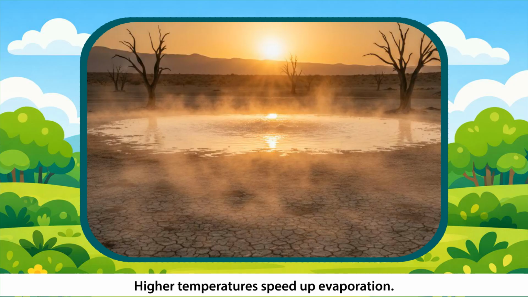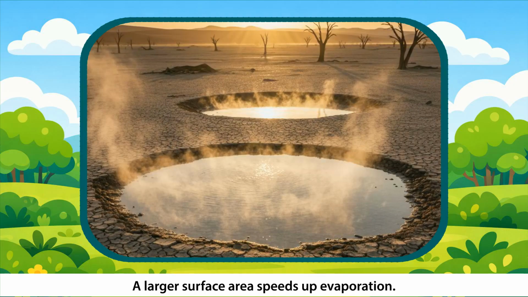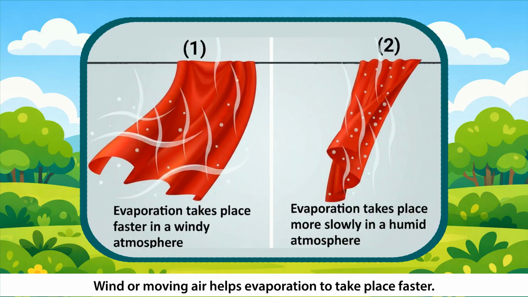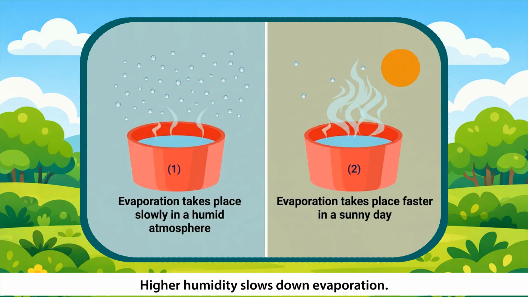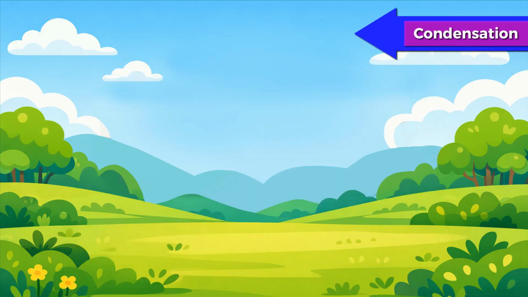Factors affecting evaporation. Higher temperatures speed up evaporation. A large surface area speeds up evaporation. Wind or moving air helps evaporation to take place faster. Higher humidity slows down evaporation.